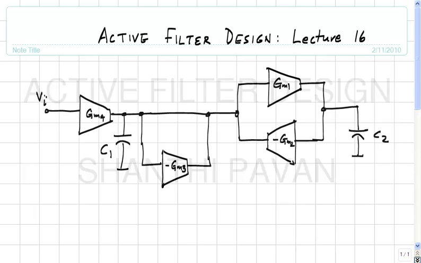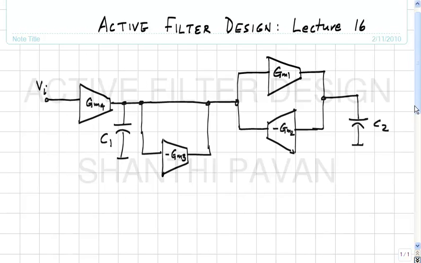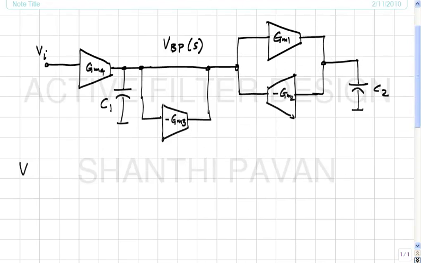Okay. It doesn't matter, no? G1, G3's input and output are connected together, right? Okay. So this was V band pass of S. And can somebody please let me know what the exact transfer function was?